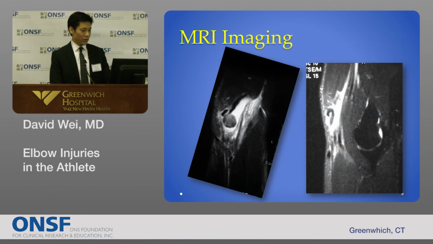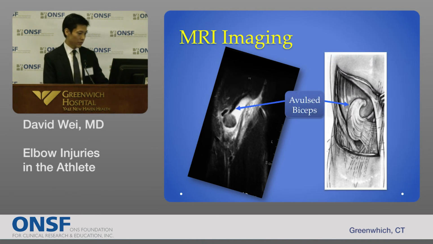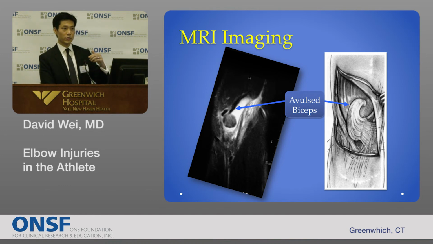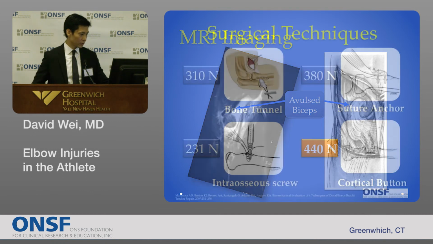So MRI is, again, our imaging choice, and what we see here is the biceps in a coronal plane view of the elbow. The biceps tendon is coming down here, it's black, and then it curls on itself. This is the typical view, and here's a diagram of the drawing. Oftentimes once that tendon ruptures, it curls back on itself and ends up way up here in the arm. And you can see it's avulsed.